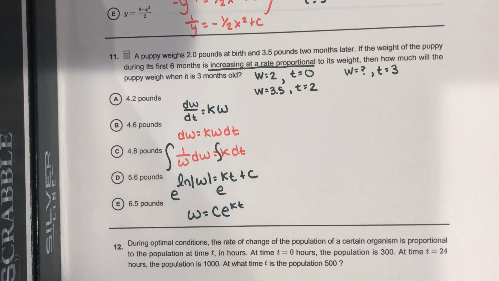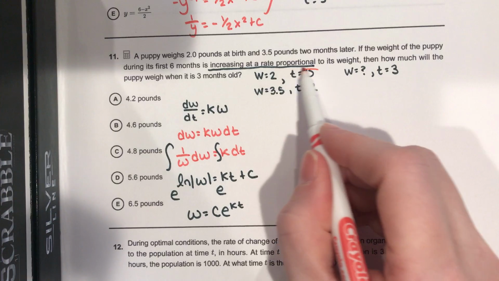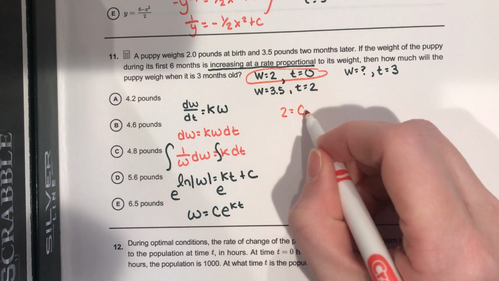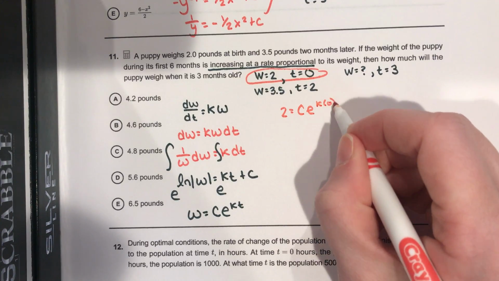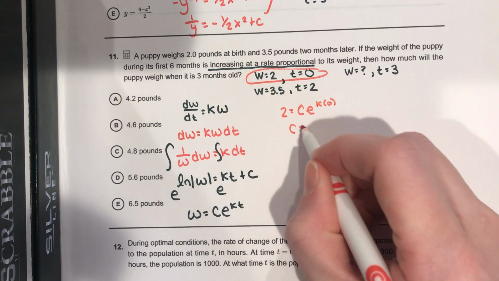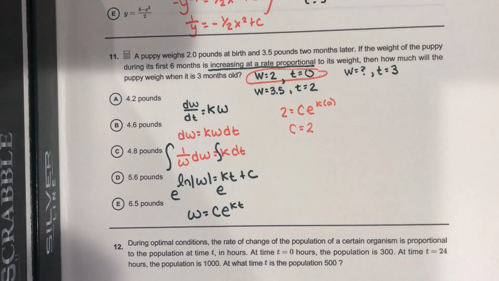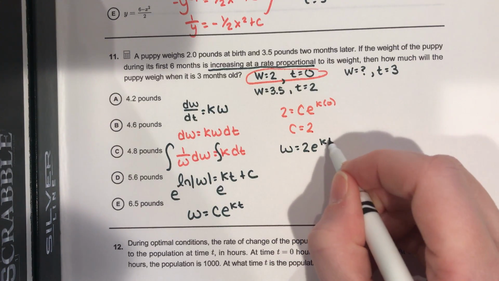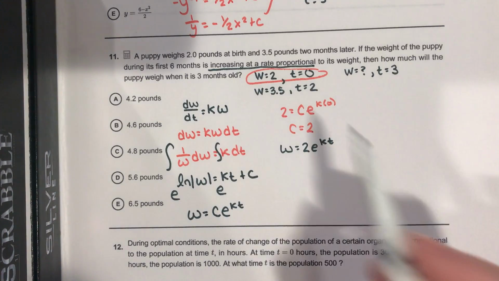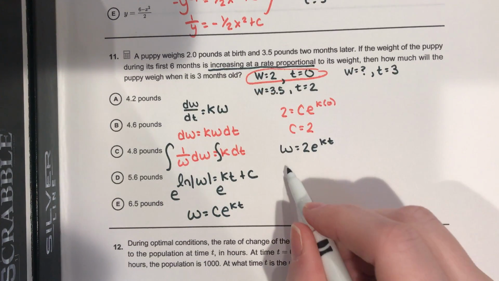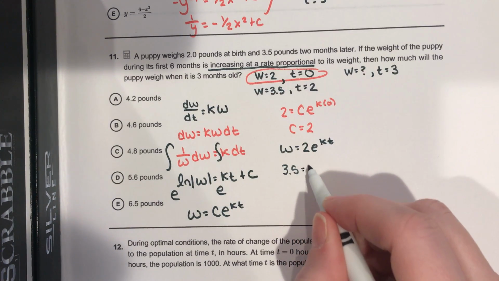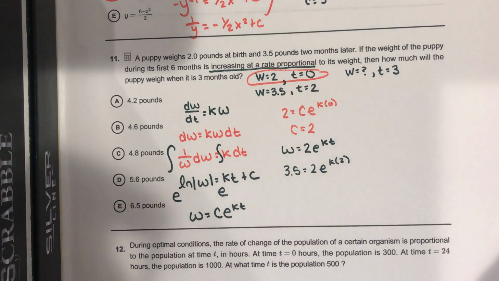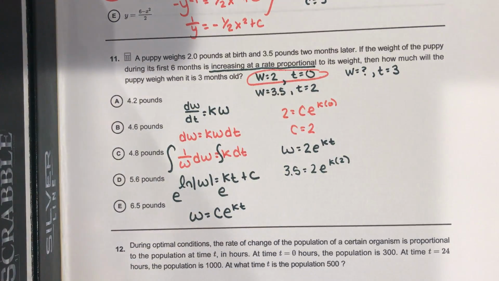Okay, so let's plug in some initial conditions. I'm going to start with the 0. So 2 equals CE to the K times 0. E to the 0 is 1, so C would equal 2. So my new equation, W equals 2E to the KT. Next, I'm going to plug in my next initial condition. 3.5 equals 2E to the K times 2. So this one I've got to solve. I'm going to get my calculator out.